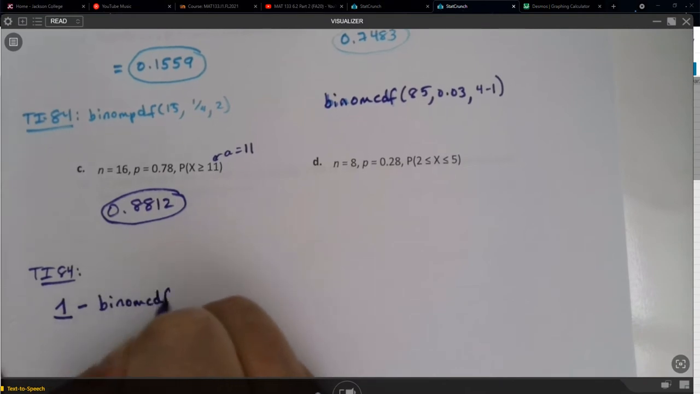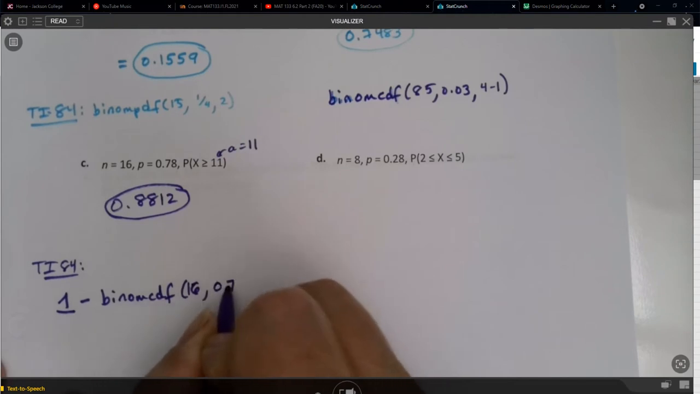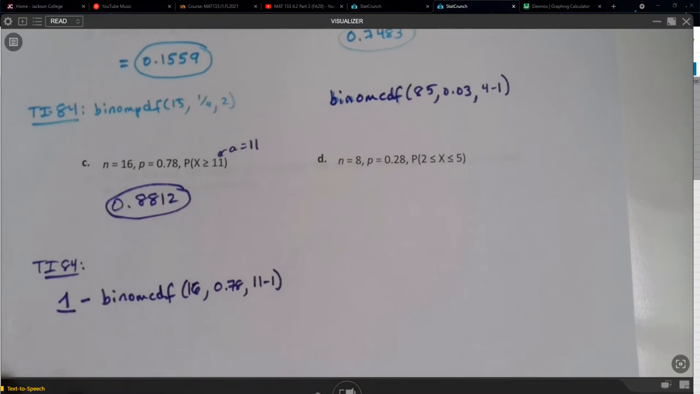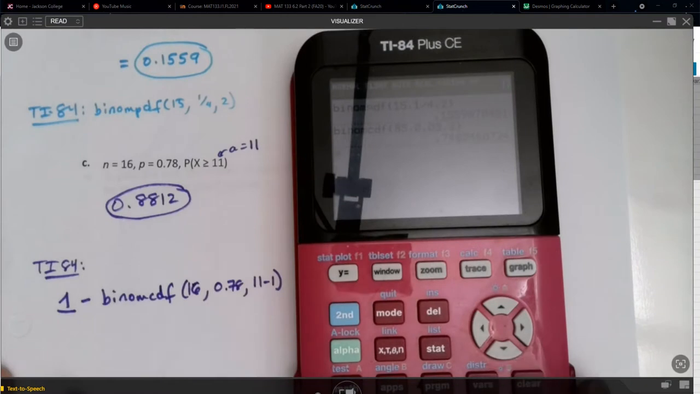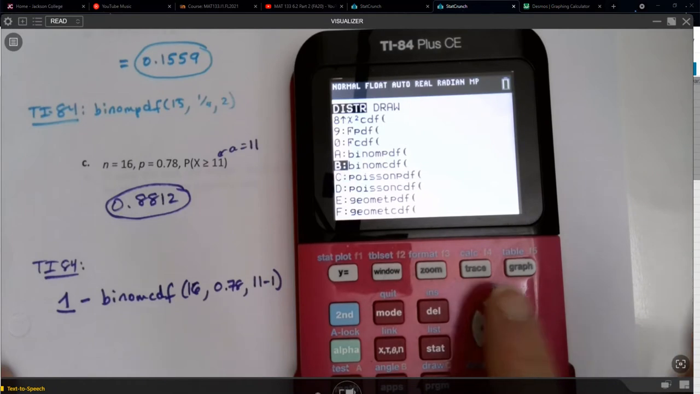binomcdf 16, 0.78, and then it's 11, take away 1, aka 10. You have to type that like you see it. So the way to do that is to literally type 1 minus to start with. This is why it's a paste feature instead of a calculate feature in your calculator. So distribution, binomcdf, there we go.